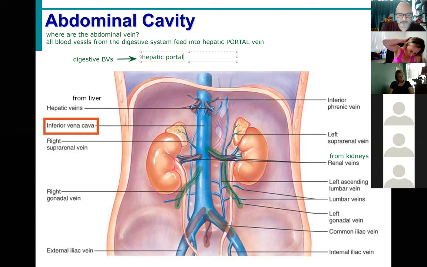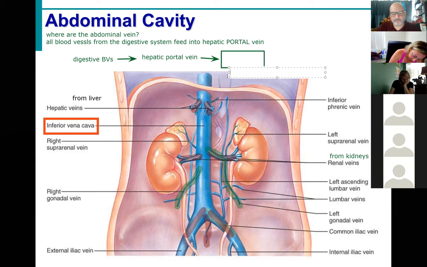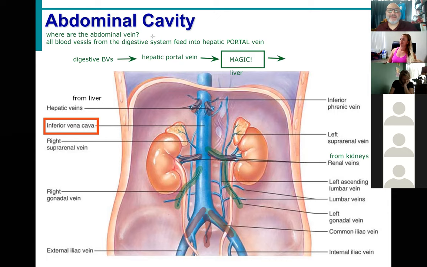And that hepatic portal vein feeds into the liver. And there, inside the liver, magic happens. And after that magic happens, the blood leaves the liver into the hepatic vein. And that hepatic vein feeds into the inferior vena cava. So why? What's the magic that happens? Why take this weird alternate route to bring the blood back? Filtration.